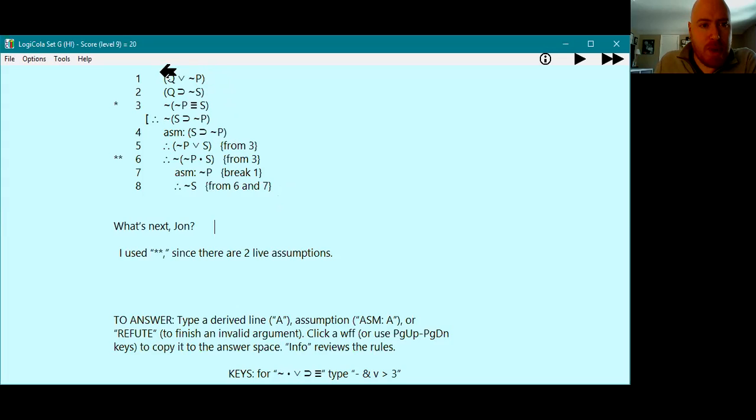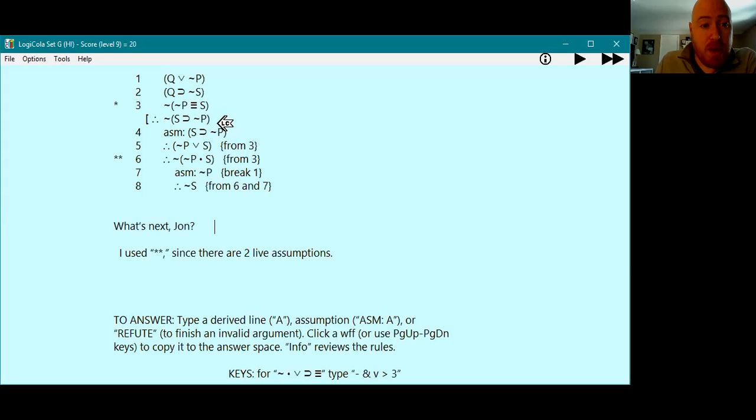All right. So premise one says either Q is true or not P is true. And I've already got that not P is true. So that means that line one is true. Line two says if Q is true, then so is not S. All right. Well, I've got that not S is true. So I've got a true consequent, which is enough to make this horseshoe true.